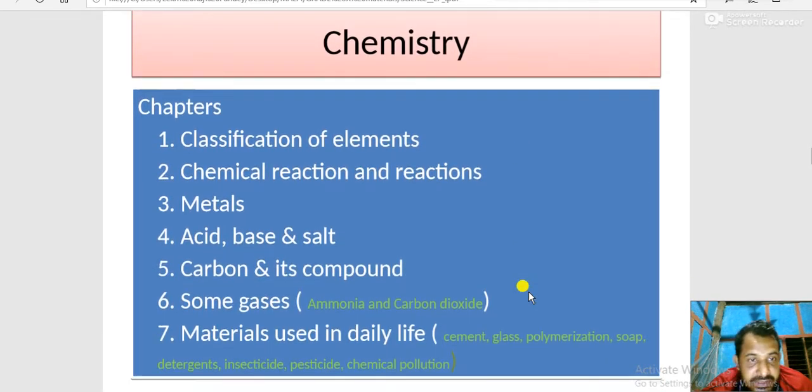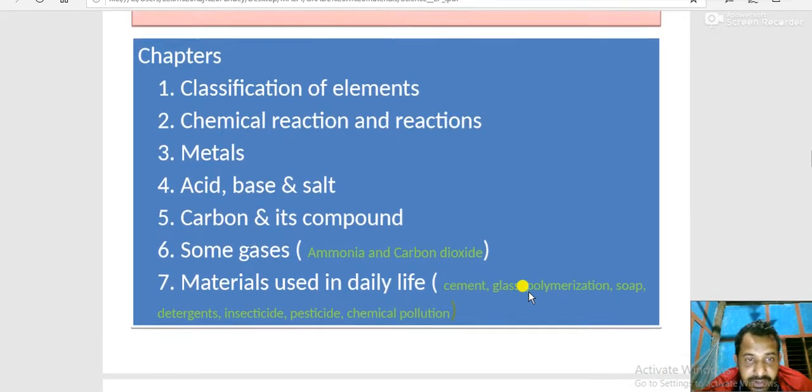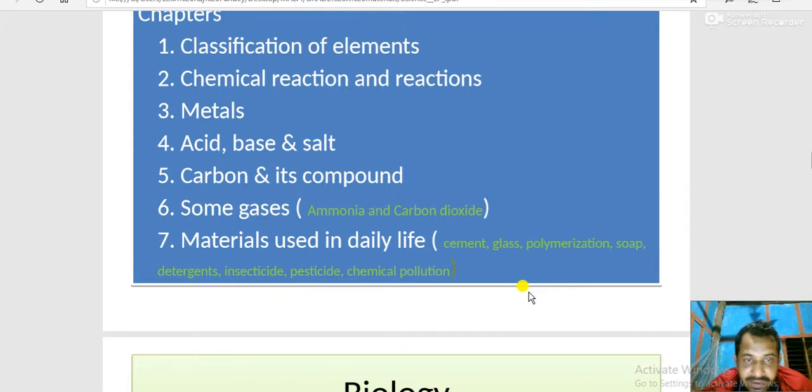In chemistry, we have classification of elements, chemical reactions, metals, acid, base, salt, carbon compounds, and some gases. In some gases you will learn about ammonia and carbon dioxide, and materials used in daily life: cement, glass, polymerization, soap. We'll learn about detergents, insecticides, pesticides, and chemical pollution.